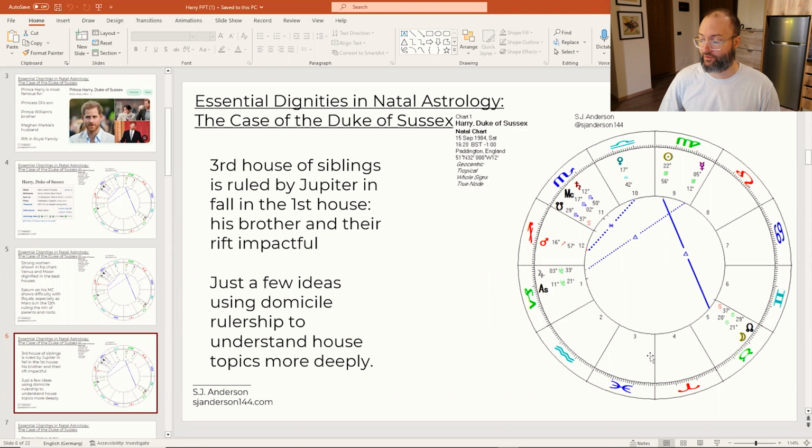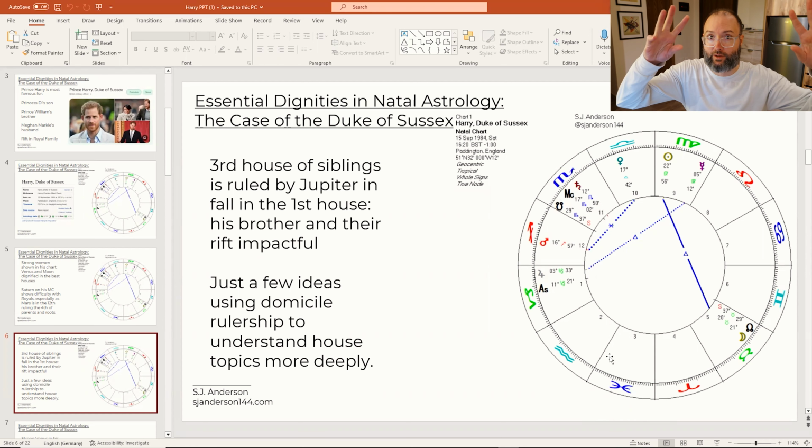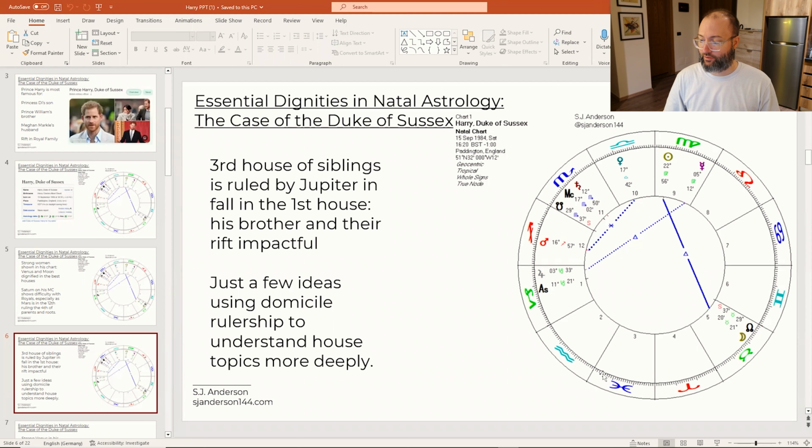Camilla, his stepmother, may be found and represented in this chart by Jupiter, because it's the ruler of the 3rd house by domicile, or by Saturn, which is the planet of step-parents. And that Saturn on his MC, ruled by Mars in the 12th, is also maybe expressing this difficulty with his relatives in general, which could include Camilla, which is a major part of Harry's story. But it's William as I think a primary delineation here, 3rd house lord fallen. And these are just a few ideas using domicile rulership.